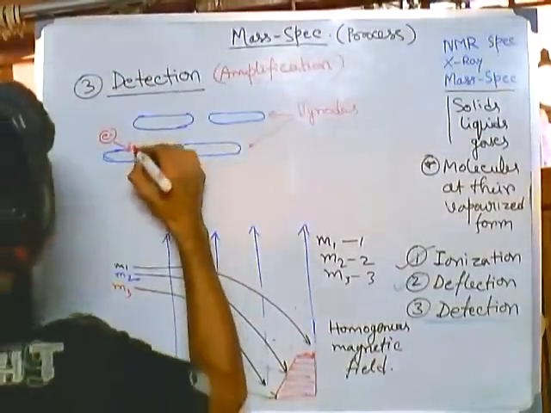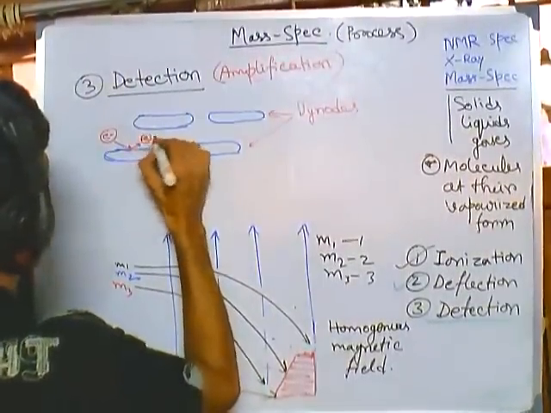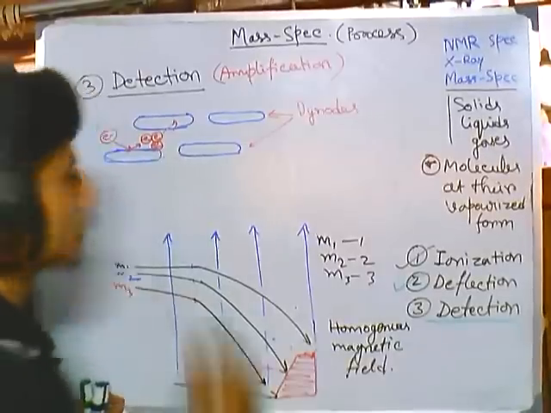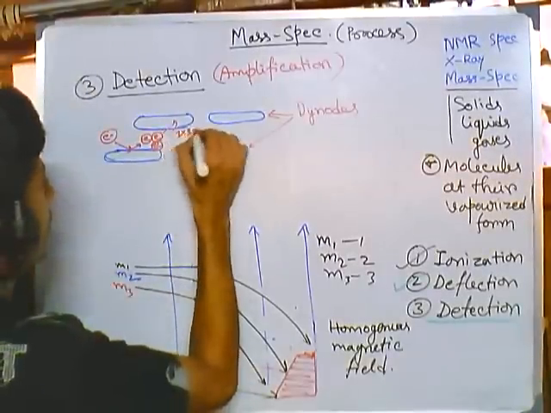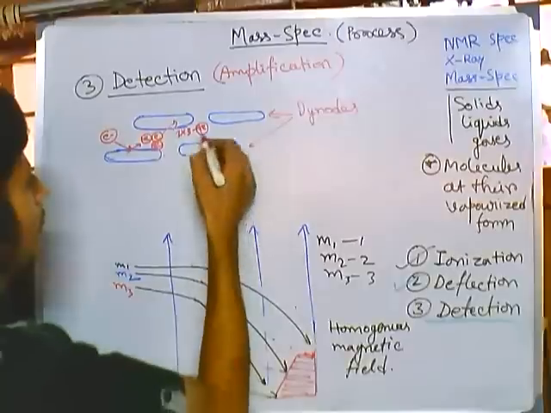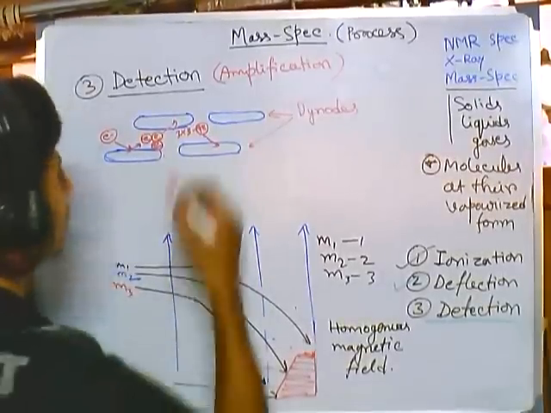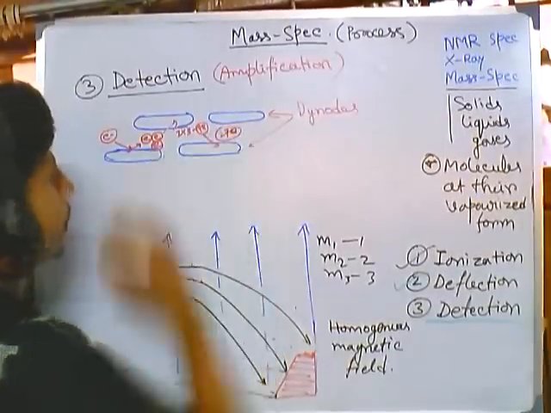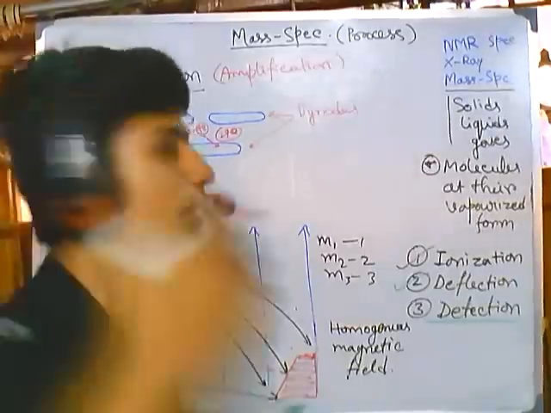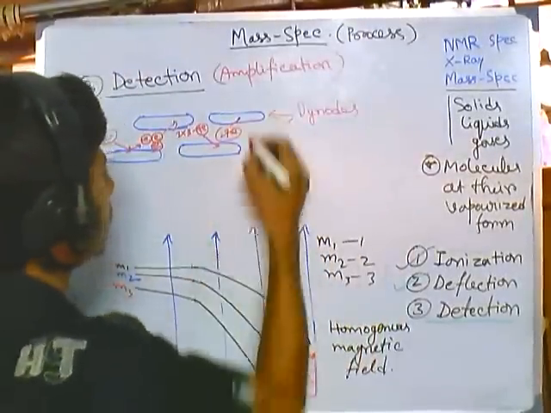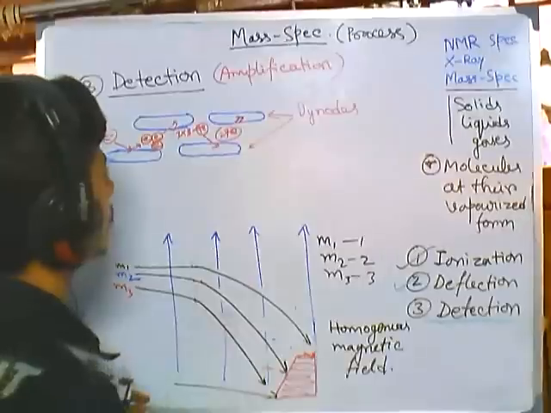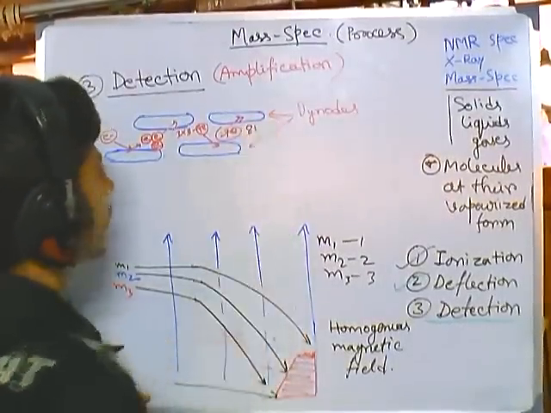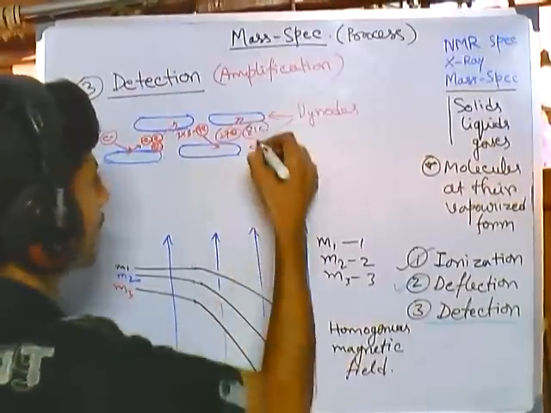So here they will develop 3 electrons. Now this packet will hit this dynode, and it will generate 3 into 3, 9 electrons. Now these 9 electrons are going to hit this one, and this is going to generate 27 electrons. So you can see the multiplication by 3 is going on. Now again this will hit this one, so it will generate 27 into 3, which means 81 electrons.